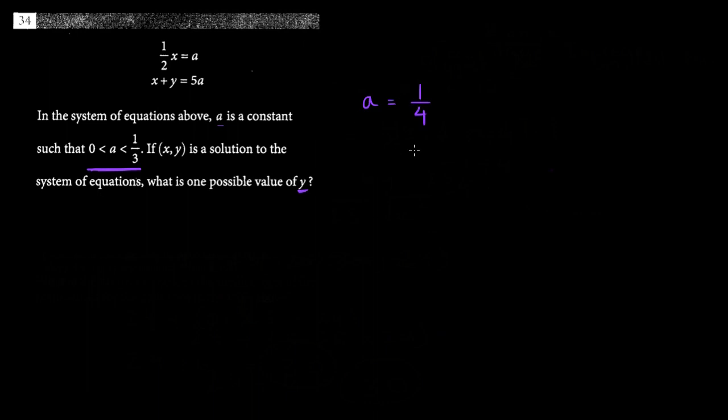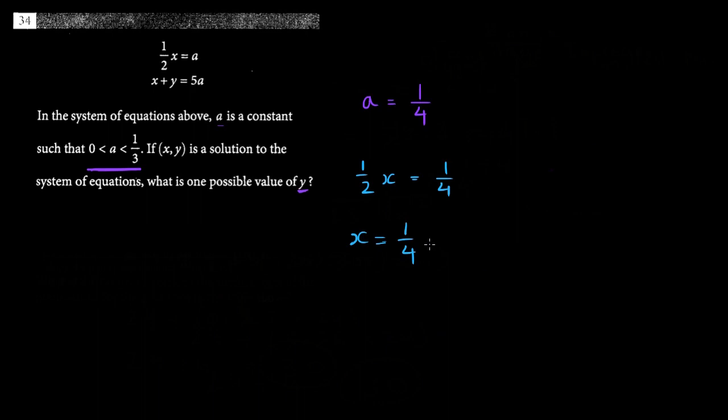And so I'm going to choose a equals 1 over 4. If I do that, I'm going to plug it into our first equation. Now it's very easy, we just solve it like a normal system of equations. So if I rewrite the first equation, it becomes 1 over 2 x equals 1 over 4. I can divide both sides by 1 over 2. So x equals 1 over 4 divided by 1 over 2.